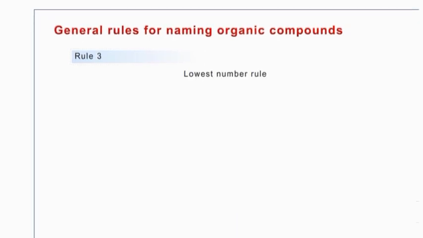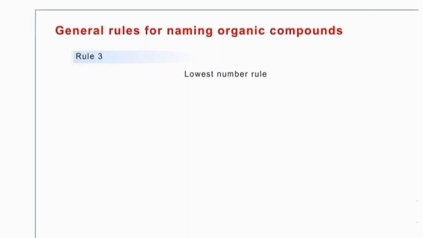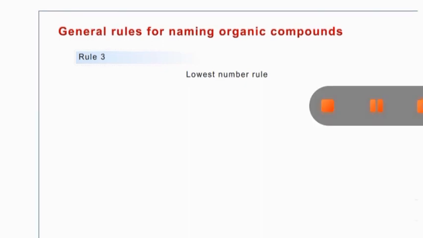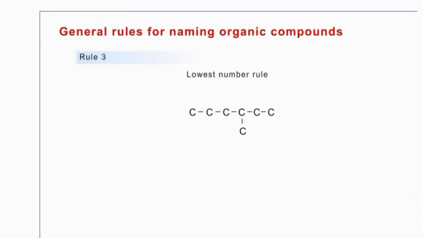So next we will switch over to rule number 3 of the general rules for naming organic compounds, which is what we call the lowest number rule. The lowest number rule comes into the picture when there is a substituent.